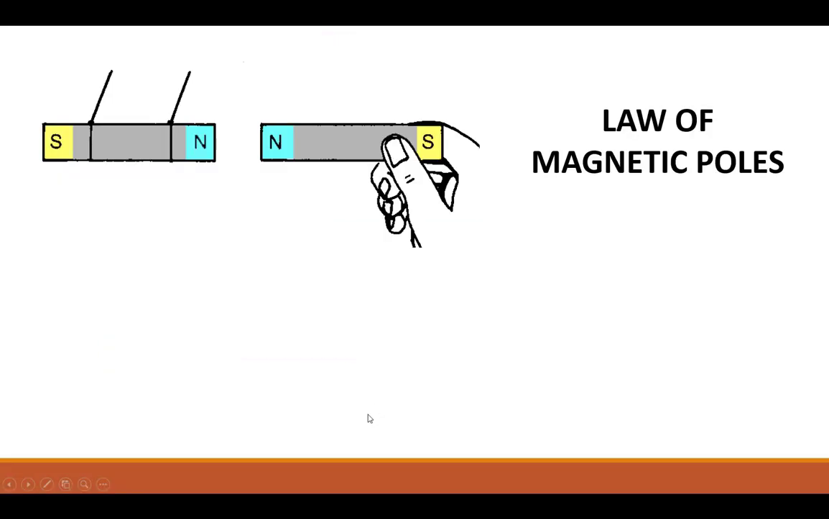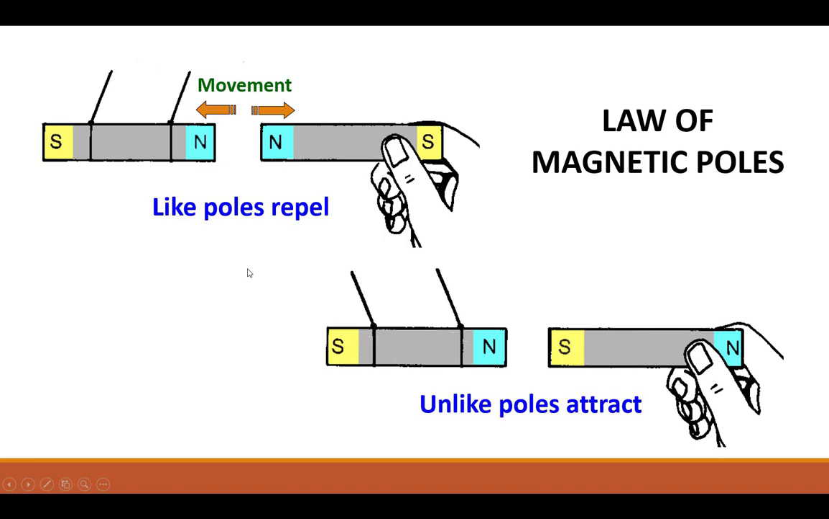The law of magnetic poles, you've played with magnets enough to know how this works. Here you have similar forces, and again, like electrical forces, similar forces will repel. And the opposite is true with unlike poles or unlike forces.